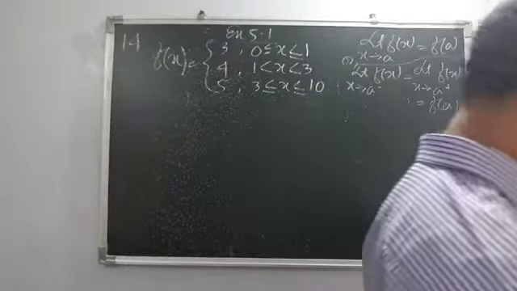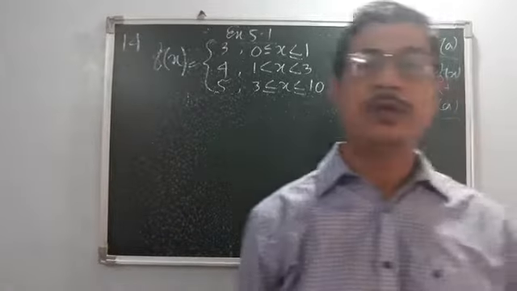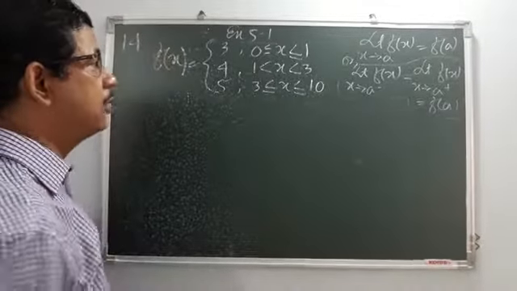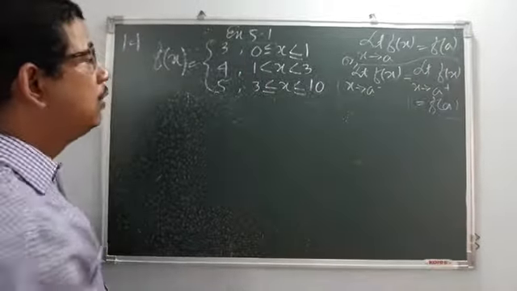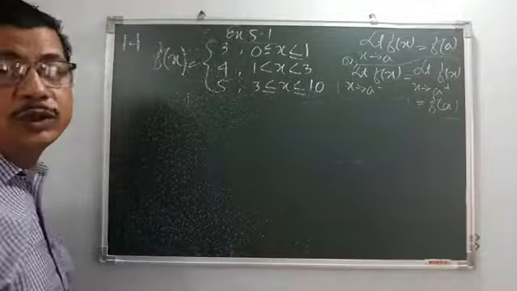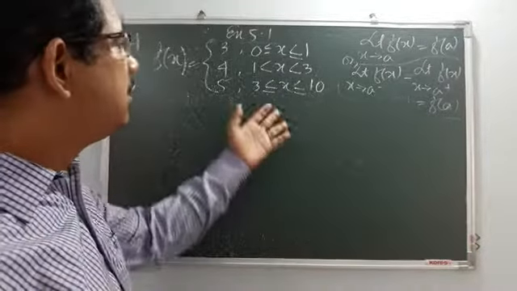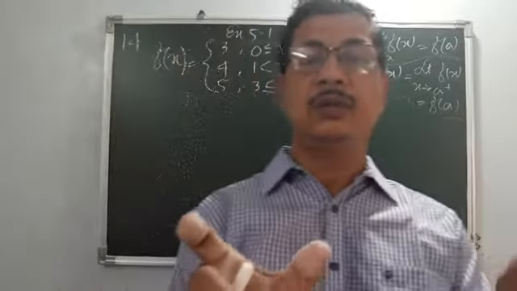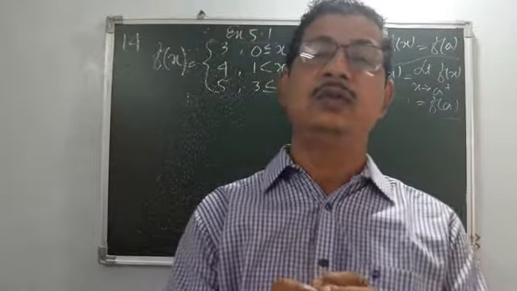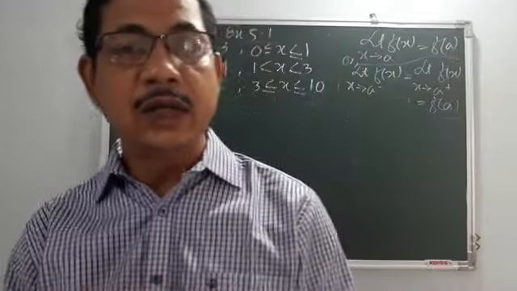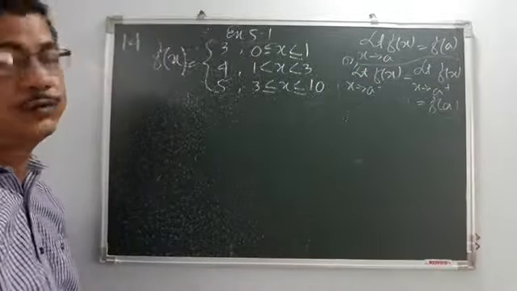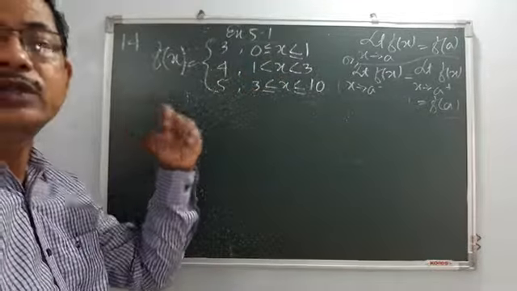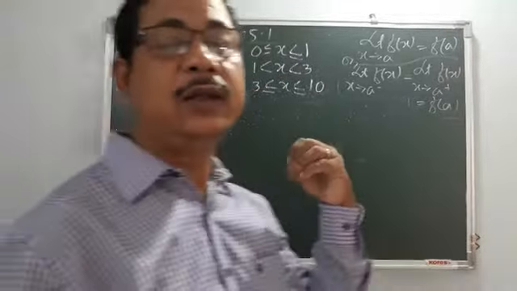Here they have not given the total real number system, they have given only this part: 0 to 10 divided into 3 parts. 0 to 1 is one part, 1 to 3 another part, and 3 to 10 another part. So there are two gaps in the total interval 0 to 10. So here the breakpoints are 1 and 3. We'll check only at the points 1 and 3.